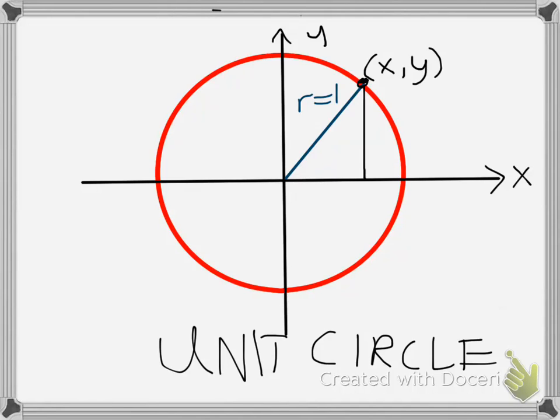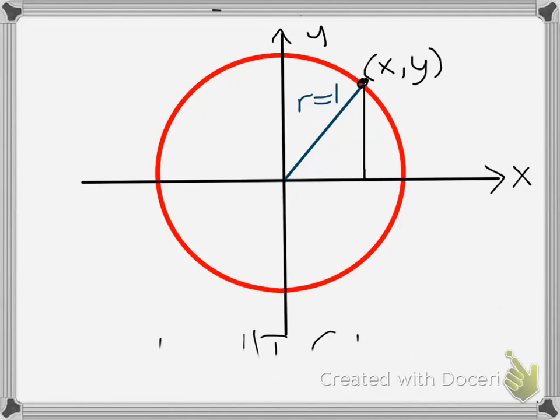So all the unit circle is, is a circle where the radius is 1 and it's on the xy plane, and the center of the circle is at the origin, so 0, 0. And the radius of the circle is 1, so I've written r equals 1 right here.